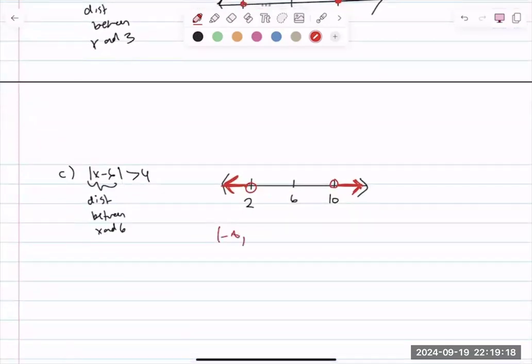So this is negative infinity all the way to 2, not included. Union with 10 to infinity. And we can also say that x is less than 2 or x is greater than 10. And we're done.